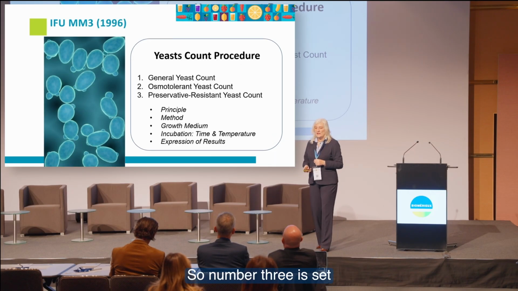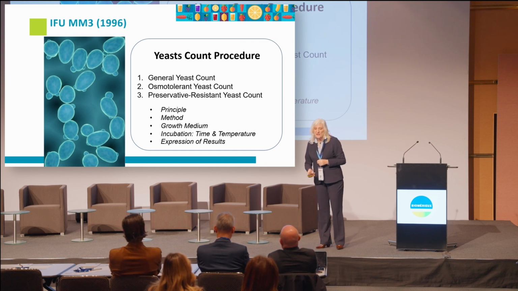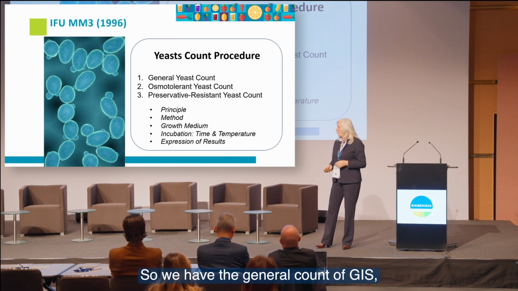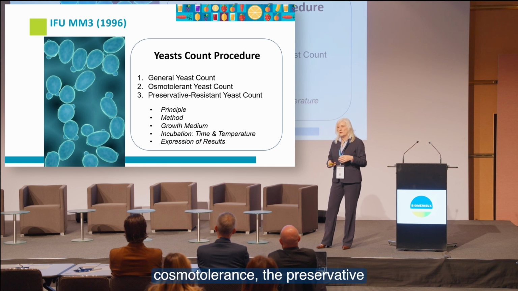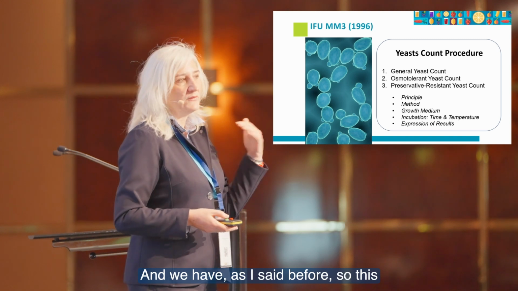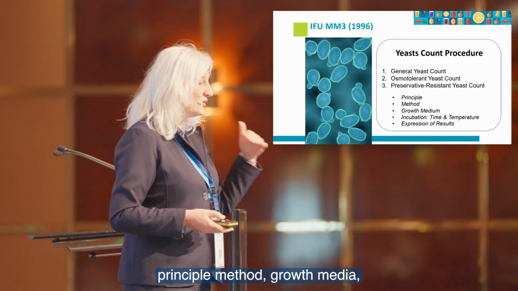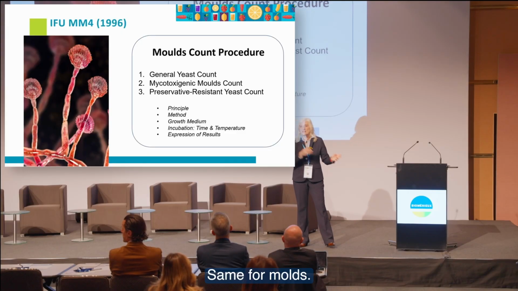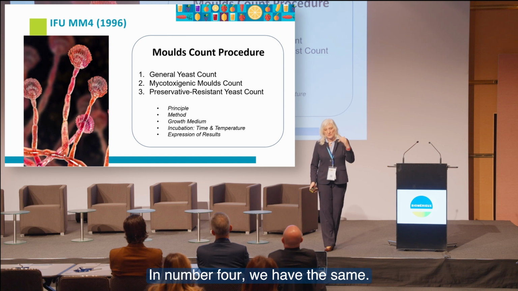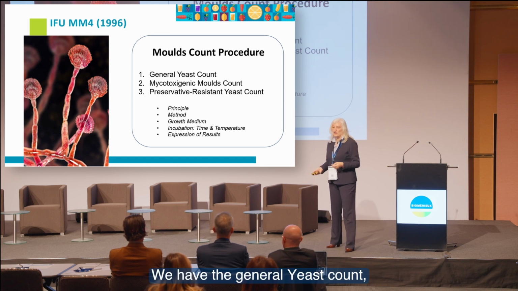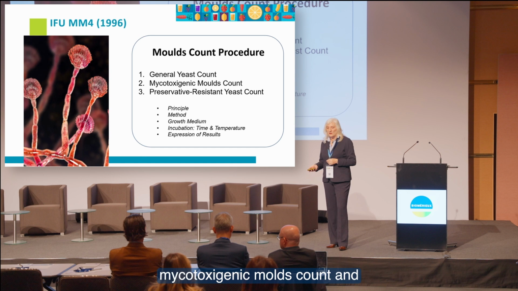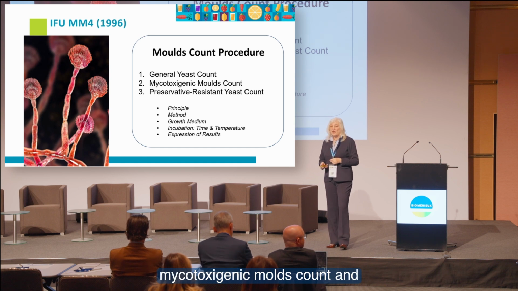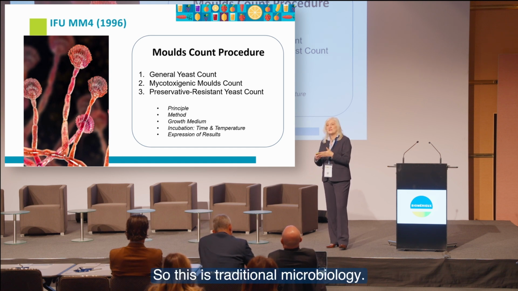Number 3 is just for the yeast count procedure. We have the general count of yeast, osmotolerant yeast, and preservative-resistant yeast count, and as I said before, also the principle of the method, growth media, incubation, and expression of results. Same for molds in number 4. We have the general mold count, mycotoxigenic mold count, and preservative-resistant mold count. So this is traditional microbiology.